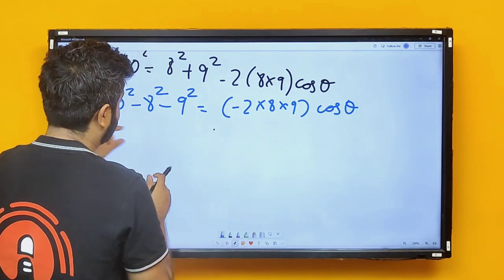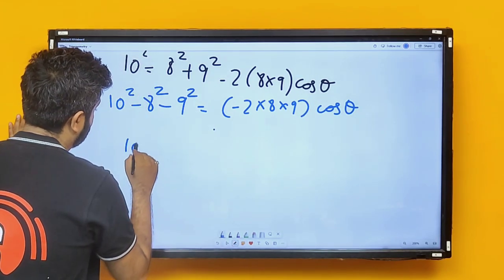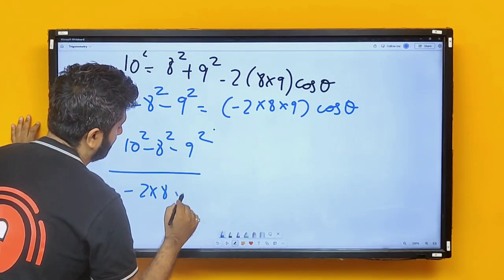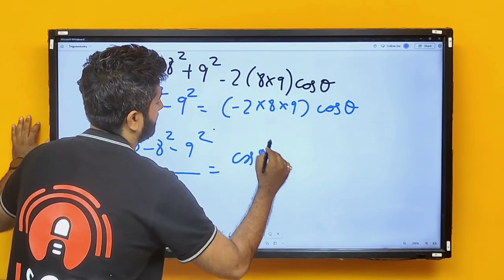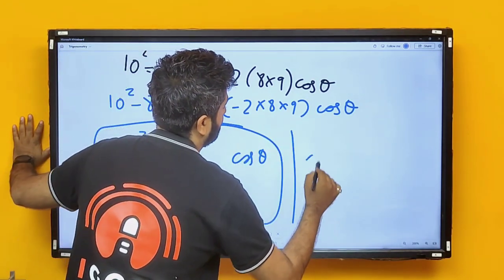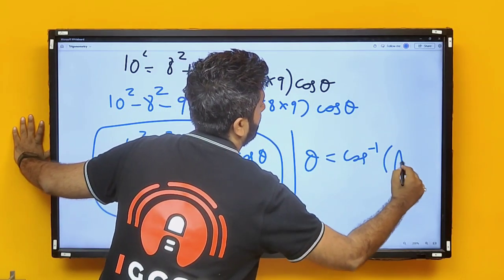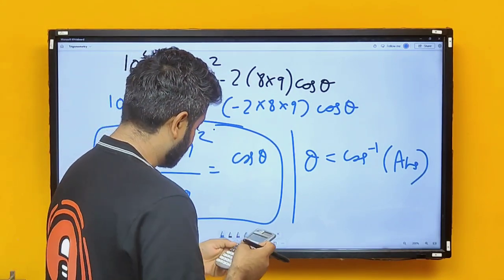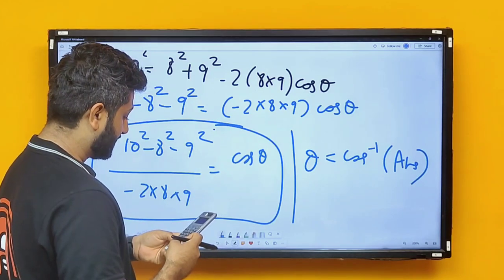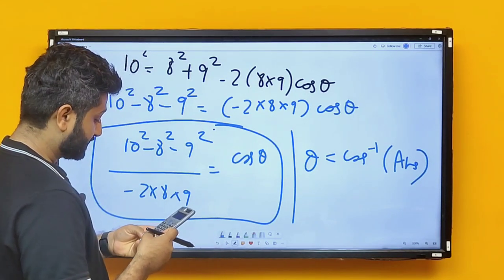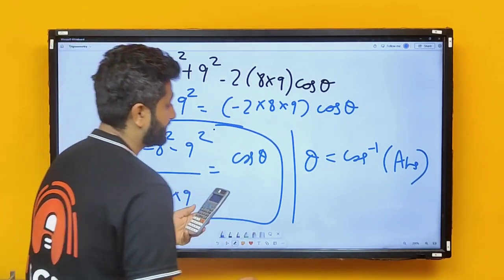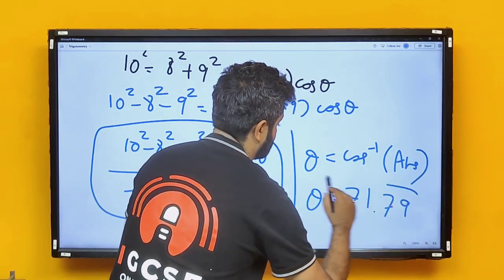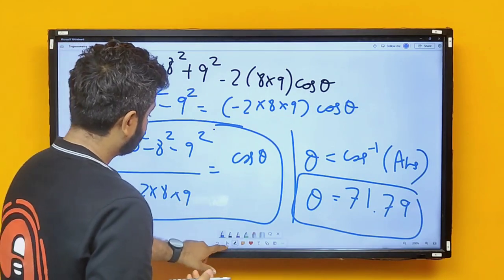So now what you need to do, let me take this on the left hand side. So I can write it as 10 square minus 8 square minus 9 square upon negative 2 into 8 into 9 equals cos theta. So now my theta becomes cos inverse of whatever this answer is. Let us solve this. So I have cos inverse of 10 square minus 8 square minus 9 square upon minus 2 into 8 into 9. So my angle theta is 71.79. See, now I found out this angle.